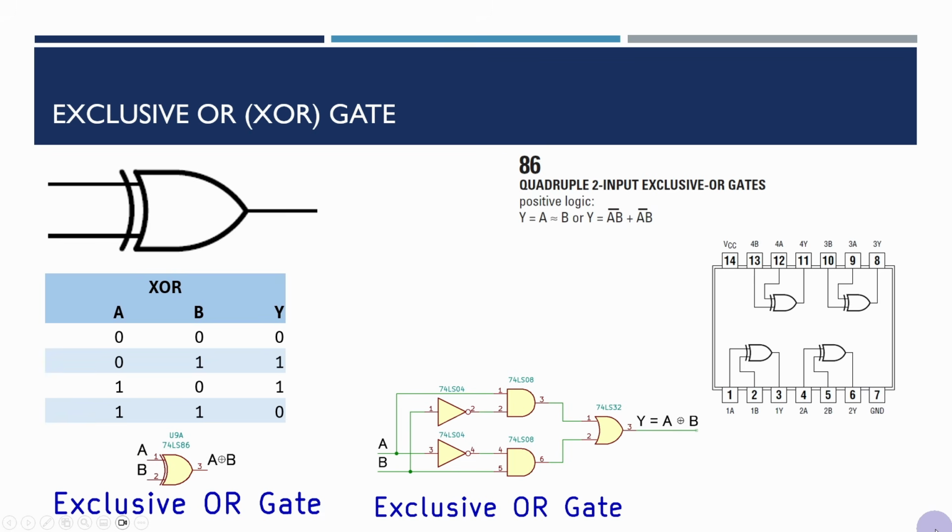Let's have a look at the exclusive OR gate. This one is a bit unusual, and you'll see the symbol has this double bar. It's like an OR gate, but it has this extra bar on here.